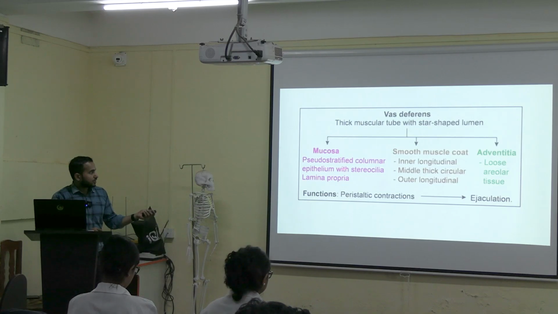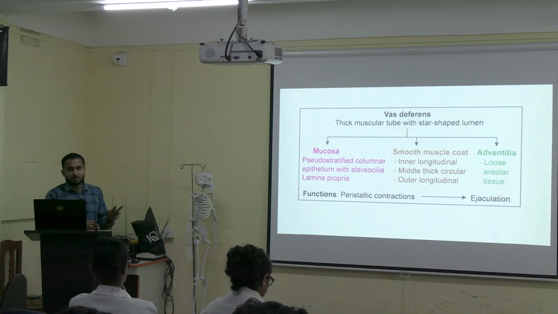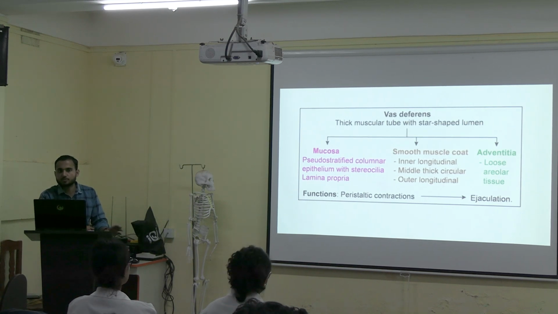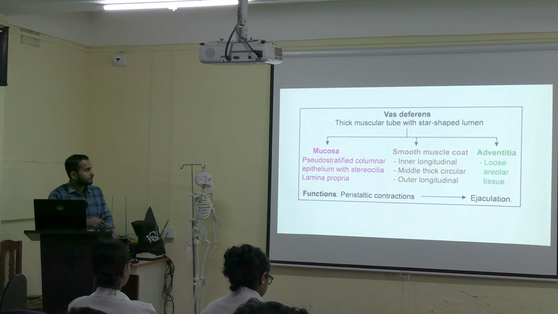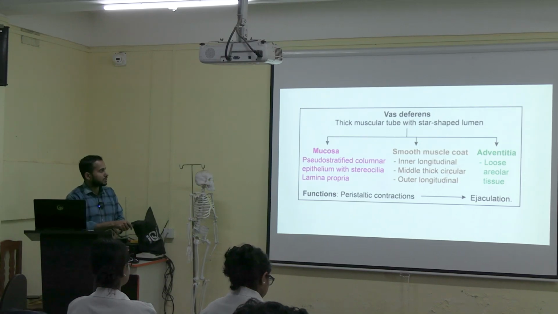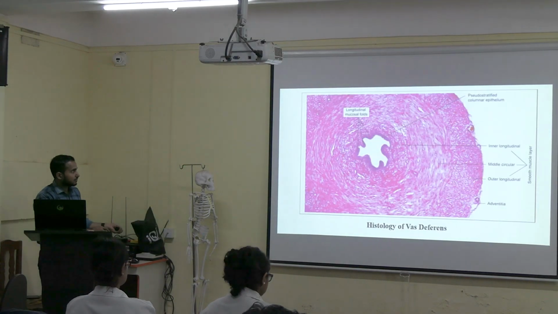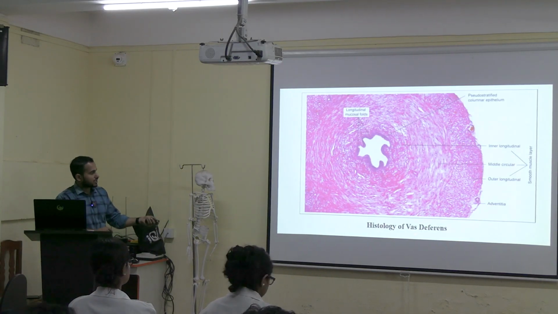Mucosa is pseudostratified columnar epithelium, same stereocilia is present, and along with that lamina propria is also present. Muscle coat is well developed in vas deferens because the active contraction helps in the transportation of the spermatozoa. So inner longitudinal, outer longitudinal, middle thick circular. The middle layer is very thick. In adventitia, loose areolar tissue is present. Now this is the histology of vas deferens. So see the diagram carefully.